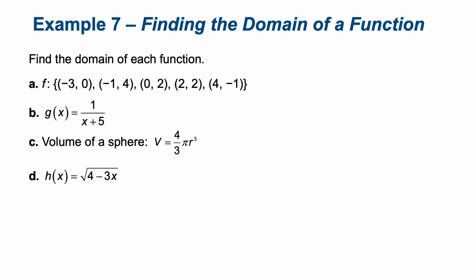For C, the domain can be anything except for, let's see, you've got to think about what would make this not make sense, right? What can this not be? We don't have negative volume, at least not in this class, right? And then for D, the hint would be that, remember, you can't take the square root of a negative number, so 4 minus 3x has to be greater than or equal to 0. It has to be positive, okay? We force it.